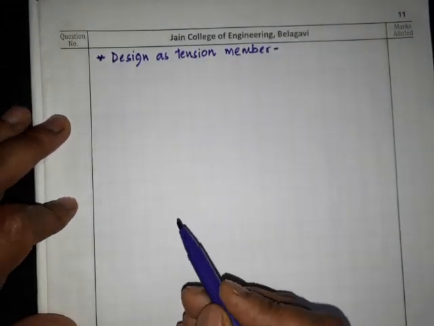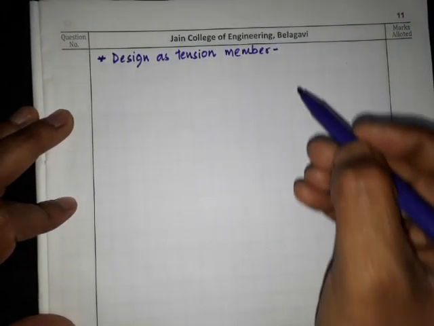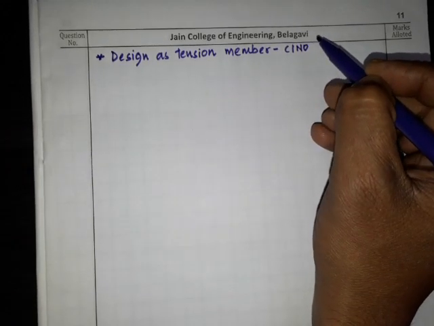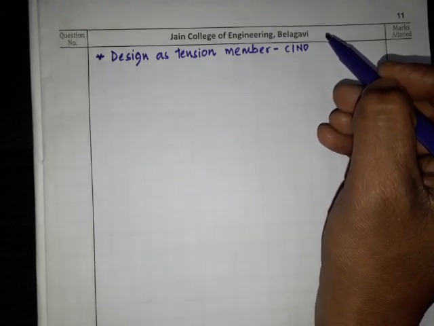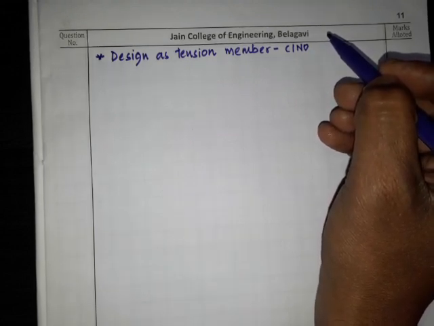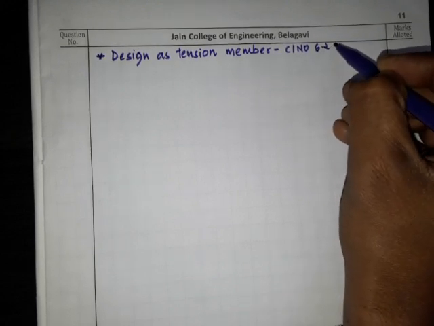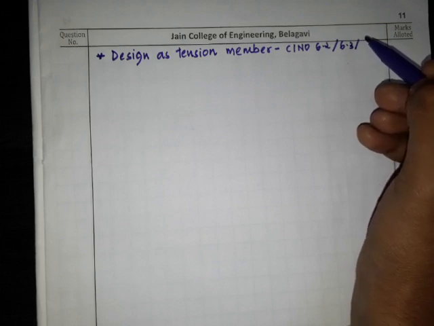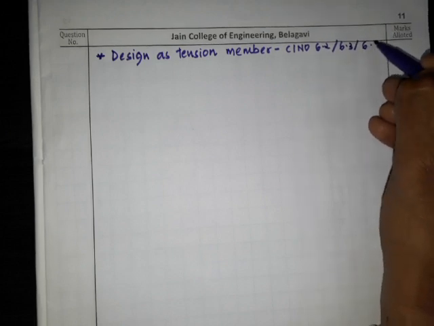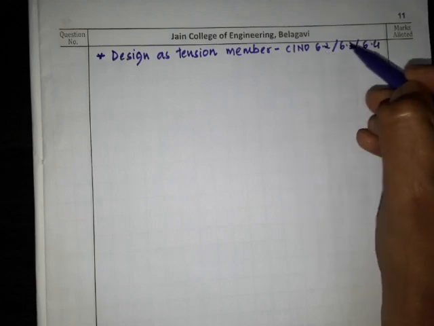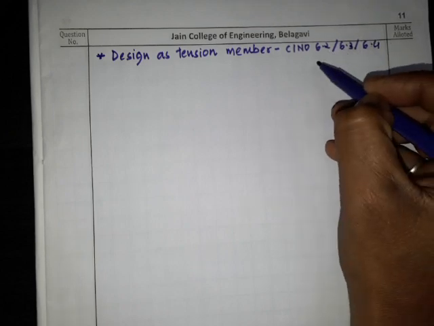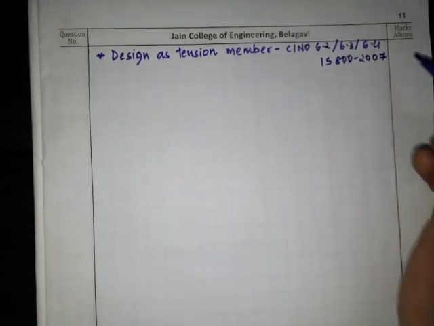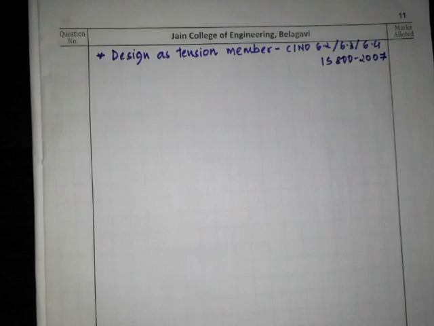Design as tension member. Okay, so for that you have to refer to clause number 6.2, 6.3 as well as clause number 6.4 of IS 800 2007, correct? You have to refer to these clause numbers for design as tension.